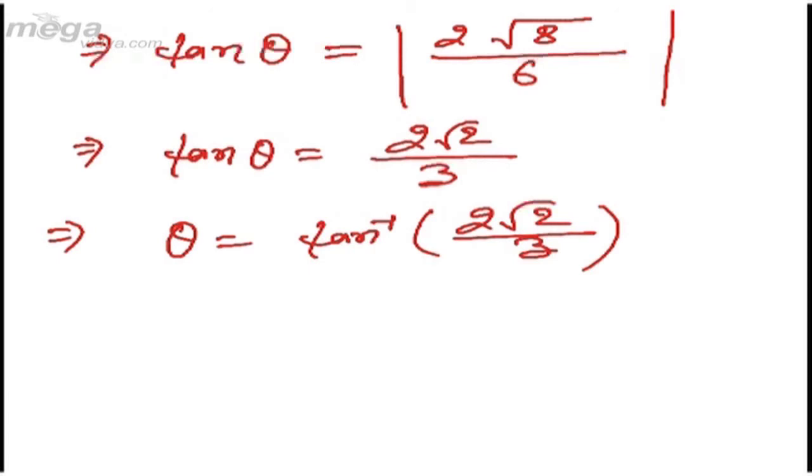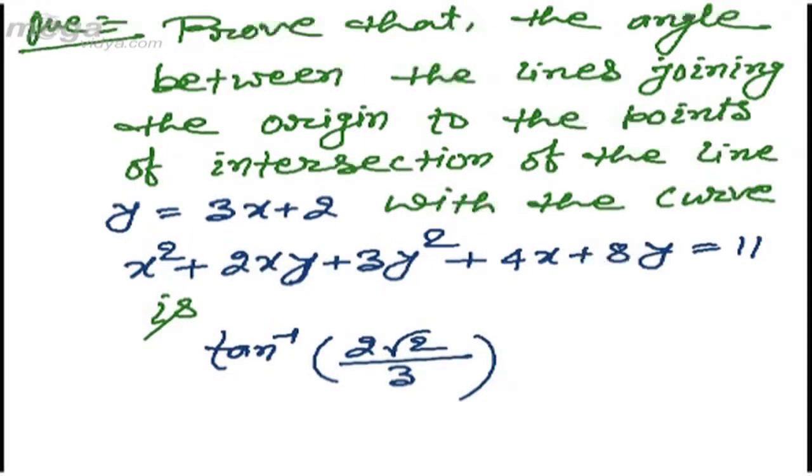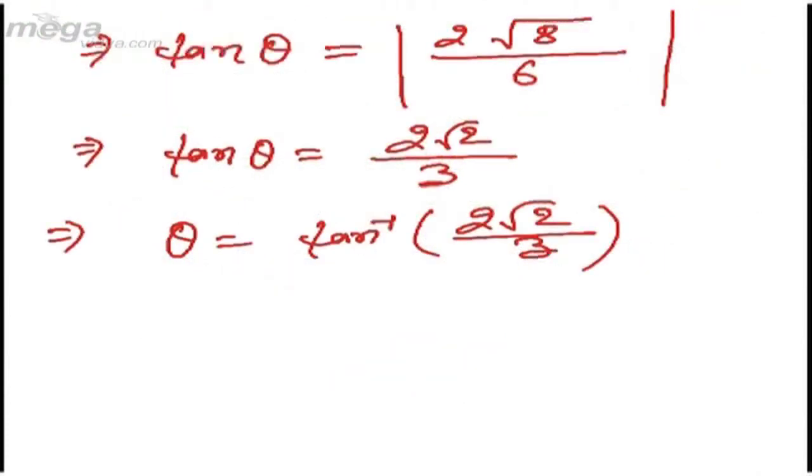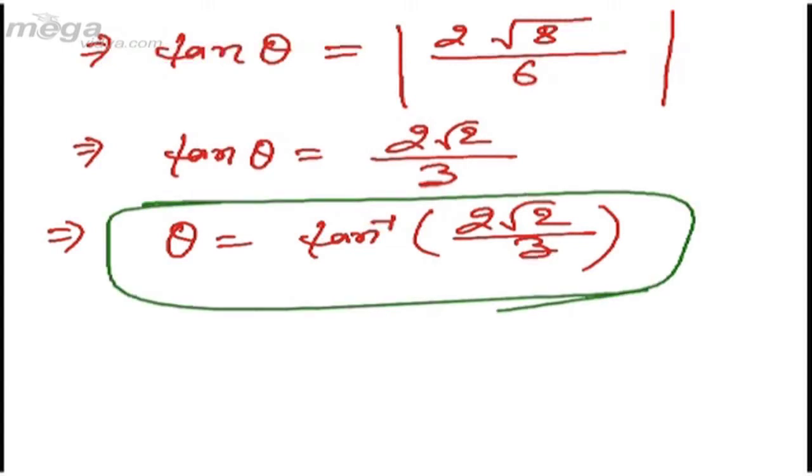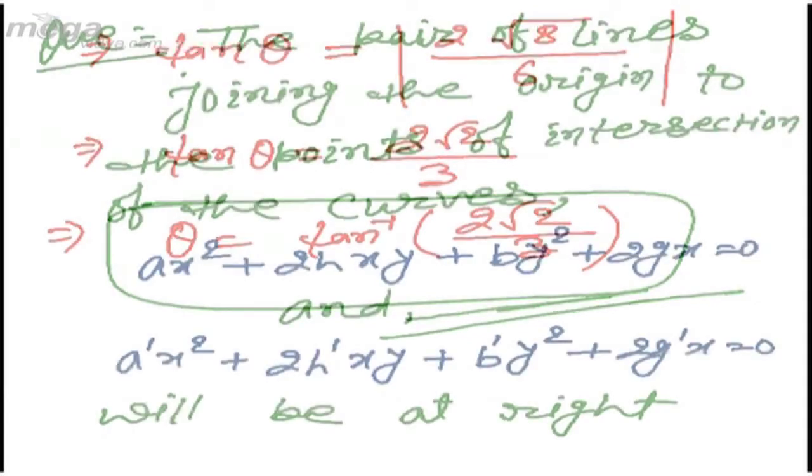And hence, student, you prove this result that the angle between those two pair of straight lines joining the origin and the point of intersection of the line and the curve is tan inverse 2 root 2 by 3. Hence, it proves the result. Now I am taking another question.